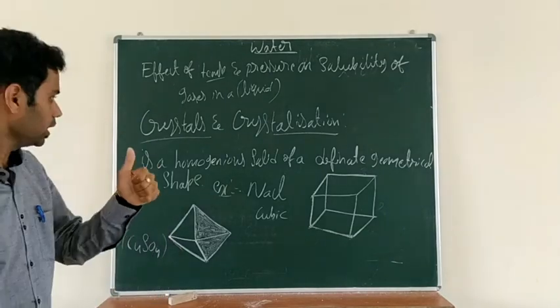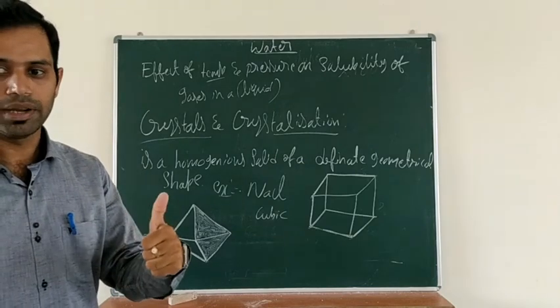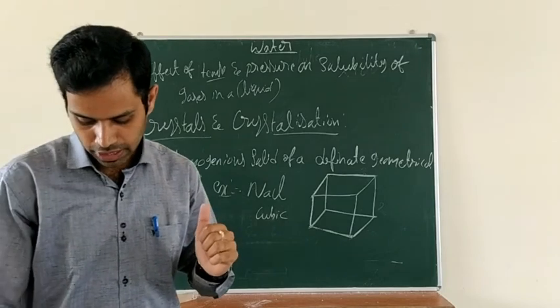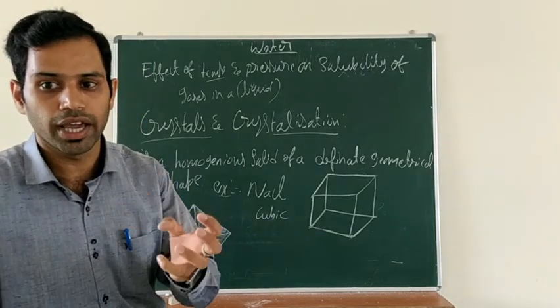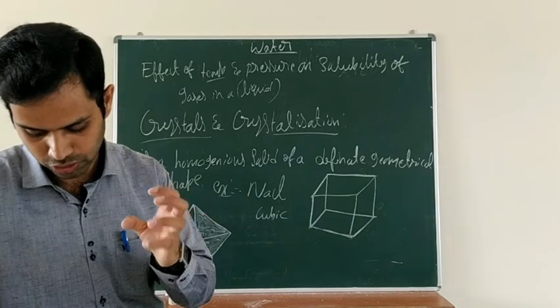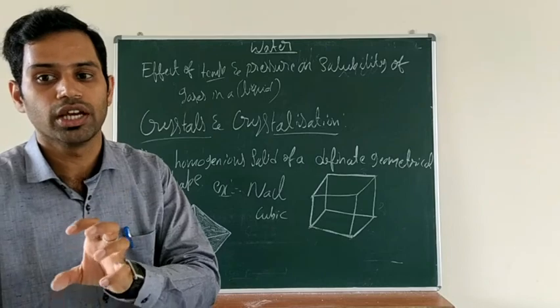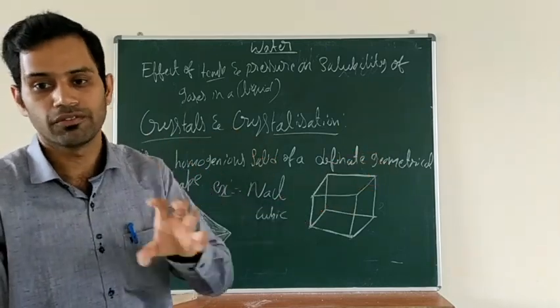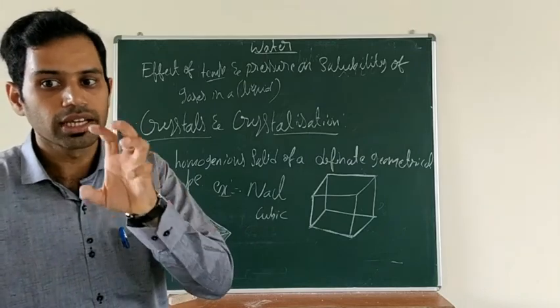Clear? So a crystal is a homogeneous solid of a definite geometrical shape, and crystallization is a process by which crystals of a substance are obtained by cooling a hot saturated solution. If you cool the hot saturated solution, you will get the crystals. That process is called crystallization.